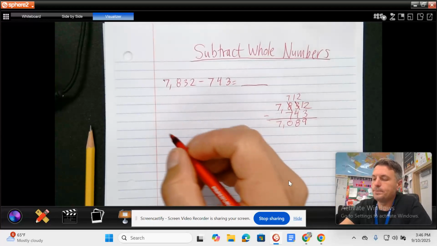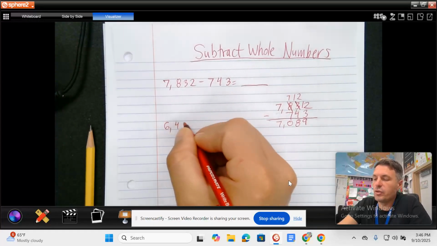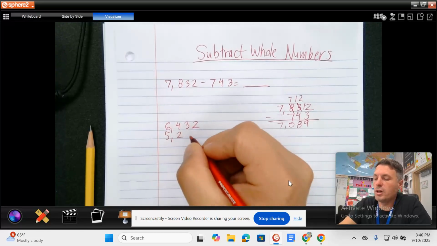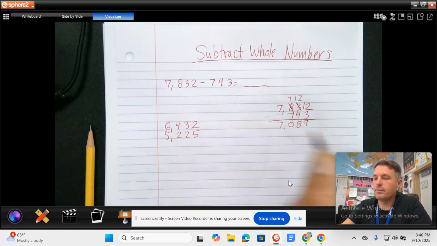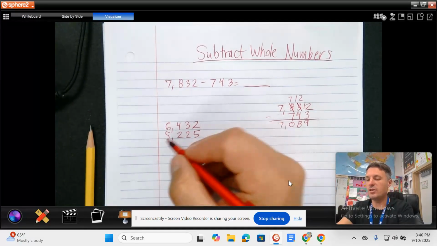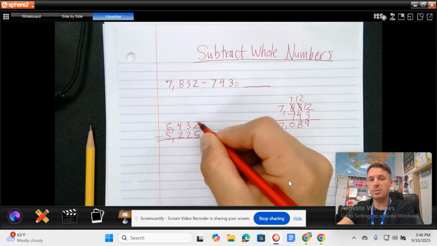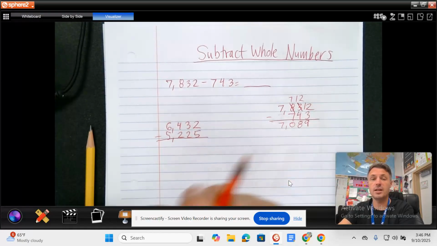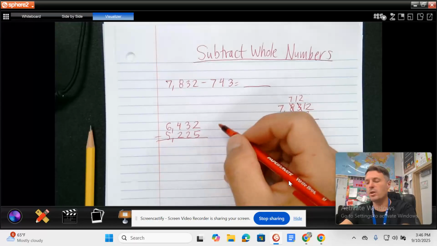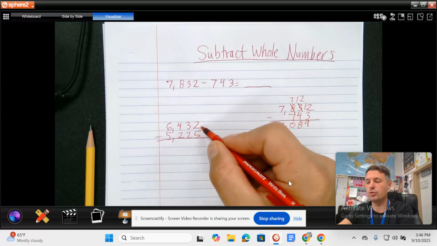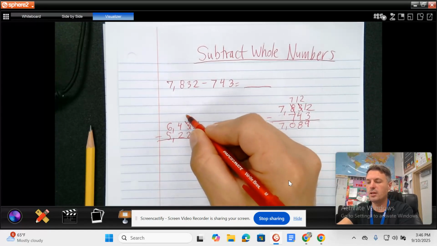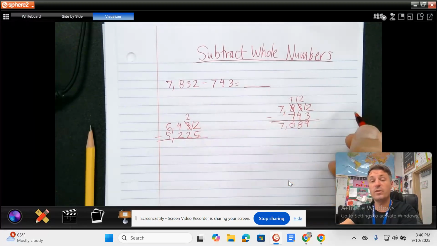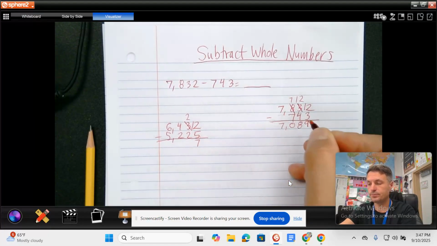Let's do 6,432 minus 5,225. Okay, so notice we have these all lined up. The ones place is lined up, the tens place is lined up, the hundreds place is lined up, and the thousands place is lined up. We start by subtracting the ones place, and since we can't take 5 from 2, we have to borrow from the 3, then the 3 becomes a 2, and this 2 becomes a 12. Now we have 12 minus 5. 12 minus 5 is 7.